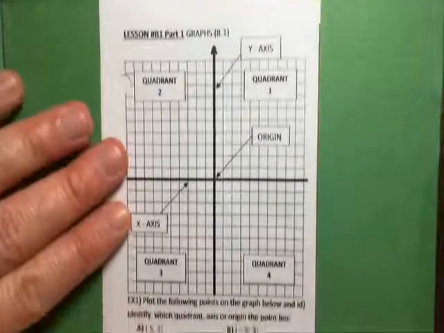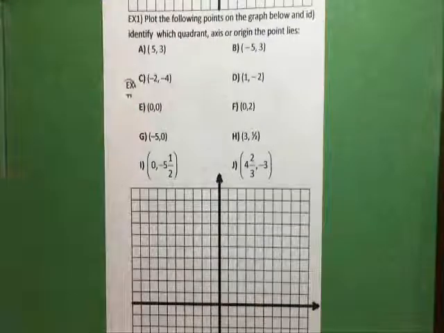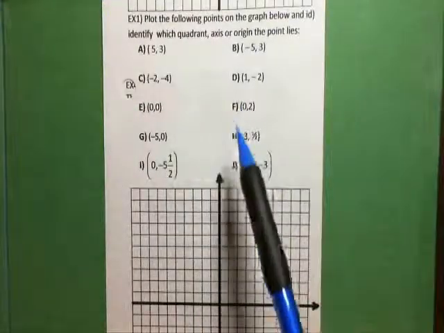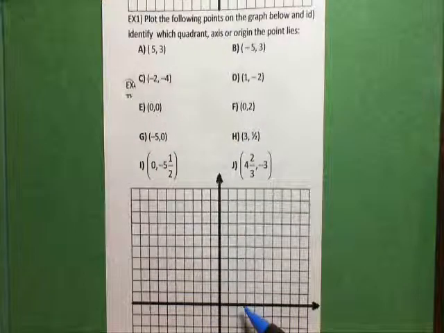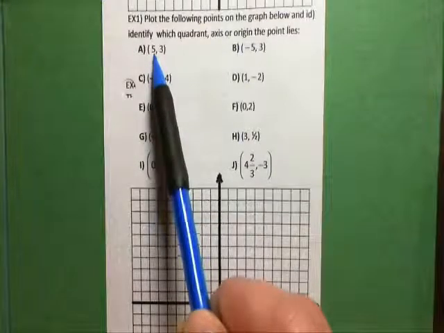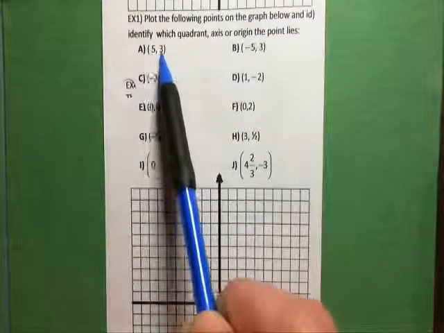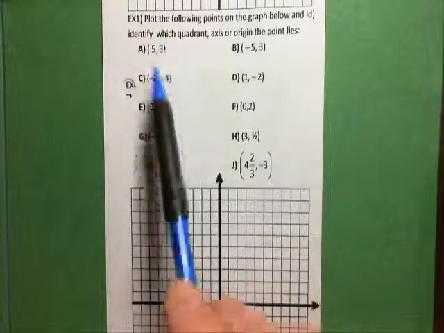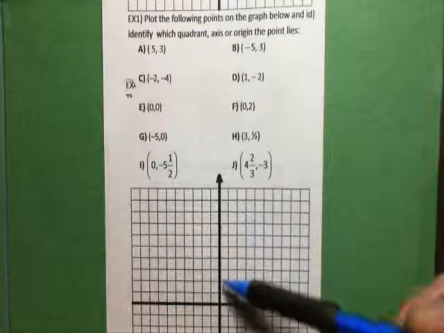Alright, let's move up. Here's example number 1. Here we have some points that we want to plot in the coordinate plane. This is called an ordered pair because these numbers are in order. This number represents the x coordinate, and this represents the y coordinate. The x coordinate goes left or right, and the y coordinate is up and down.